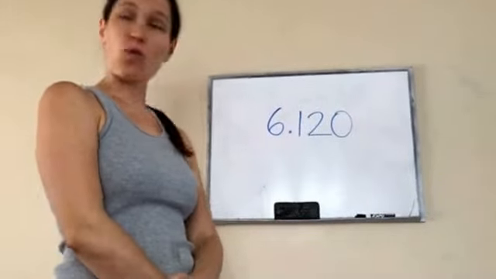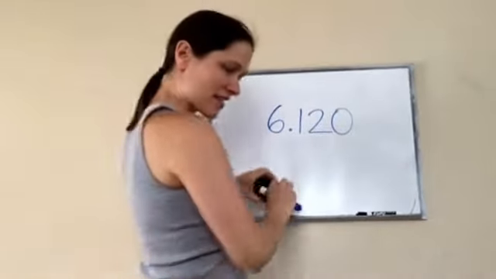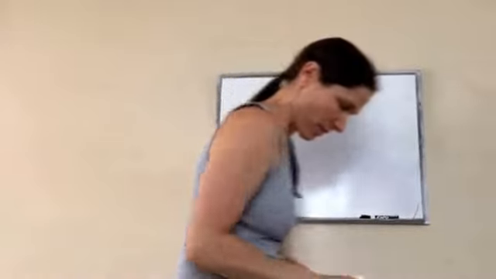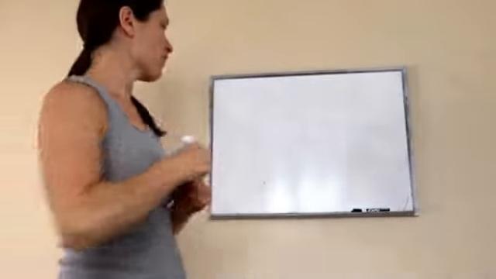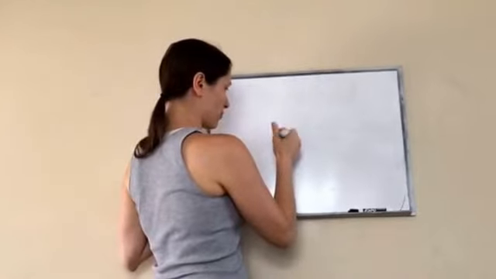Okay, 6th grade, lesson 120, last lesson. This is on the volume of a cylinder. Now, we've done one type of volume so far, and let me show you an example of what it looks like.